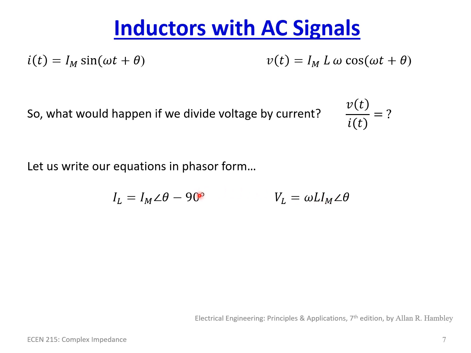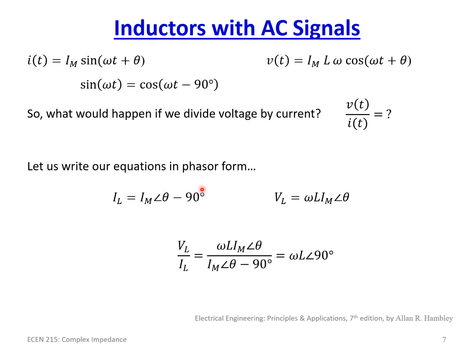So that's why we have emphasized all of this introduction to phasor math. Just to remember, this is sine of omega t, which is just cosine of omega t minus 90 degrees. That's how we get this. Now we end up with this equation: V of L over Im at angle theta minus 90 degrees, which just gives us in the end omega L because the Ims cancel.